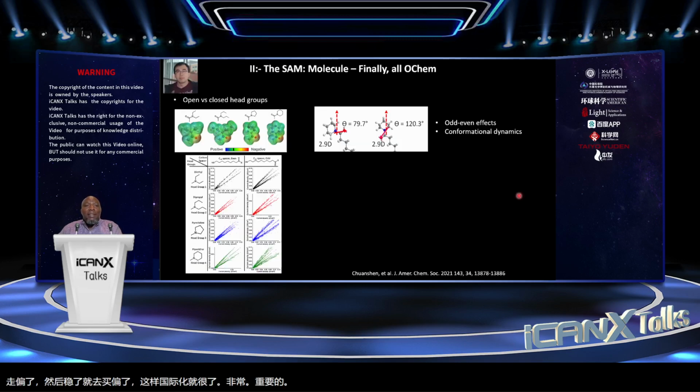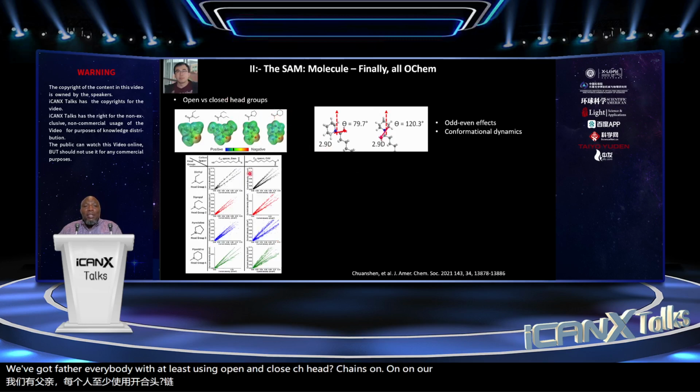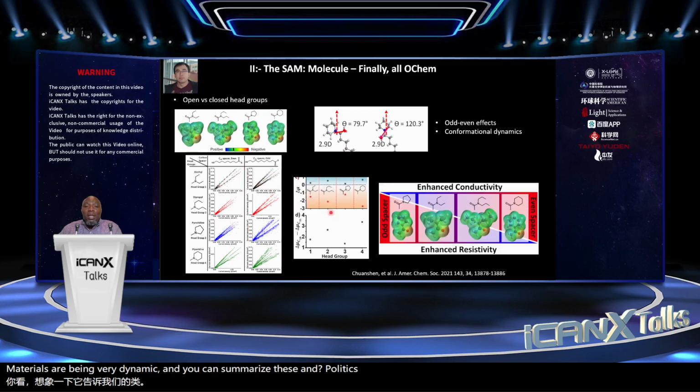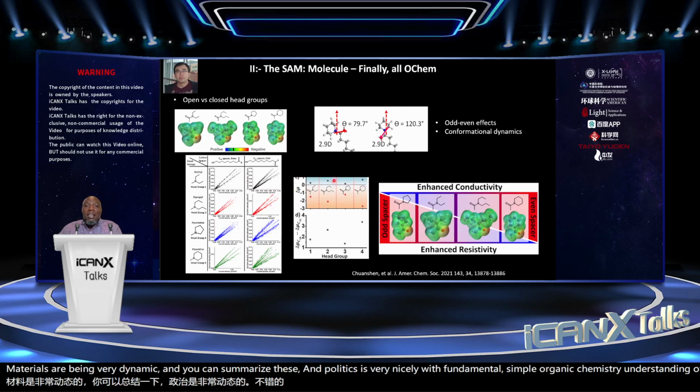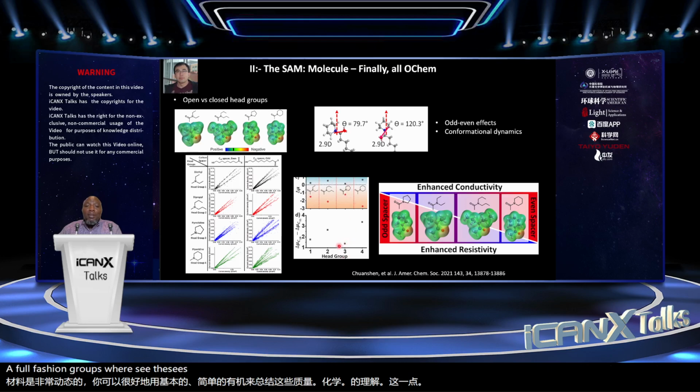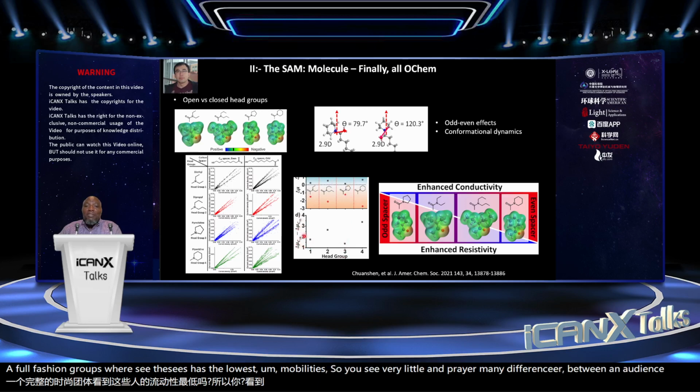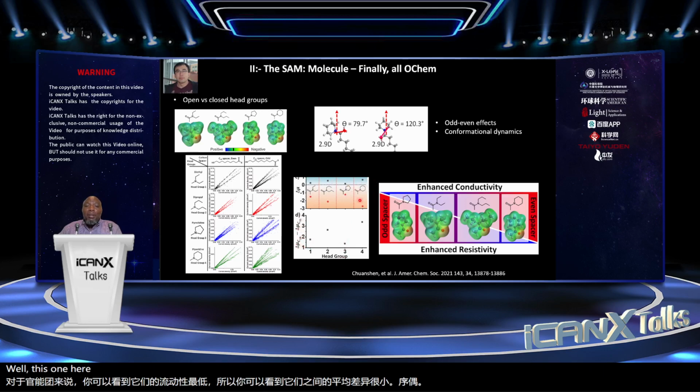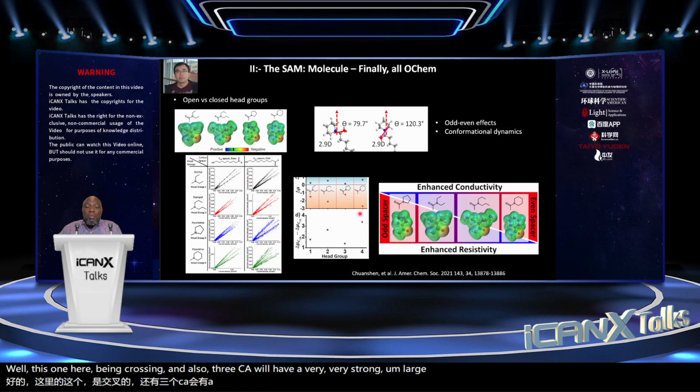We could further evaluate this using open and closed head chains on our molecules, and you see emergence of clusters of data that tells us these materials are being very dynamic. And you can summarize this and correlate this very nicely with the fundamental, simple organic chemistry understanding of these four functional groups, where you see this has the lowest mobility. So you see very little unpaired mean difference between an odd and an even. While this one here, being a cross-link and also three carbon, will have a very, very strong, large spatial displacement.